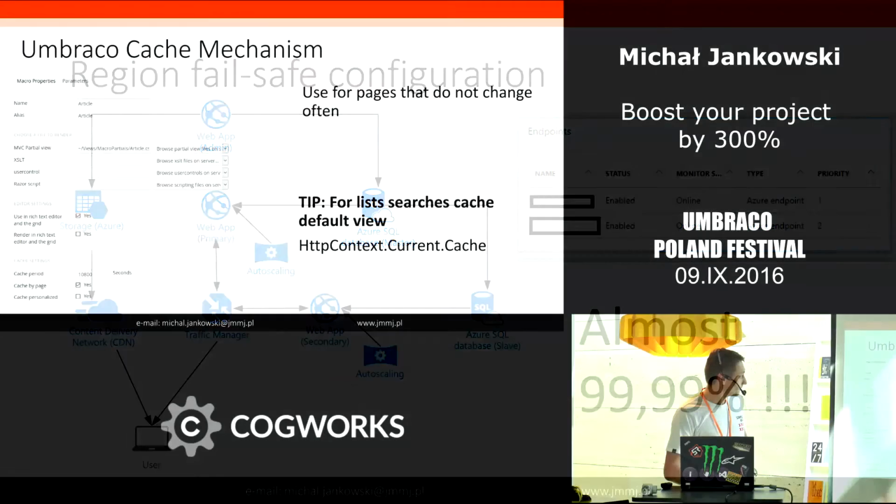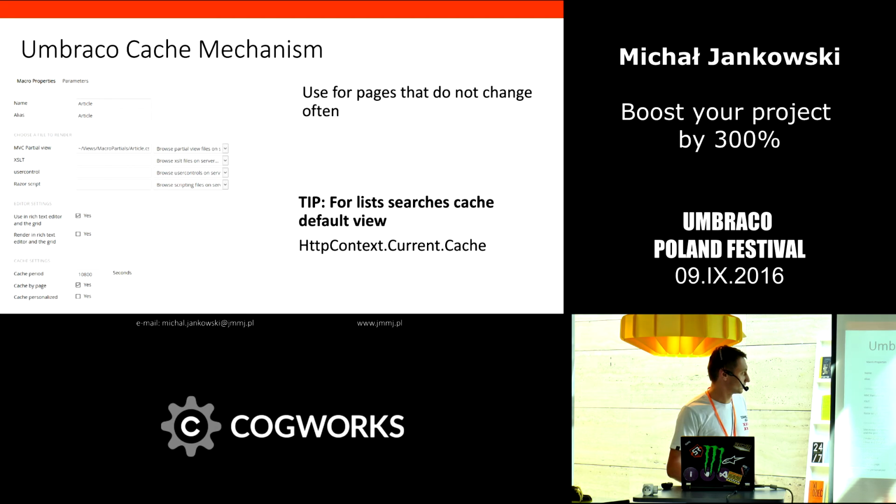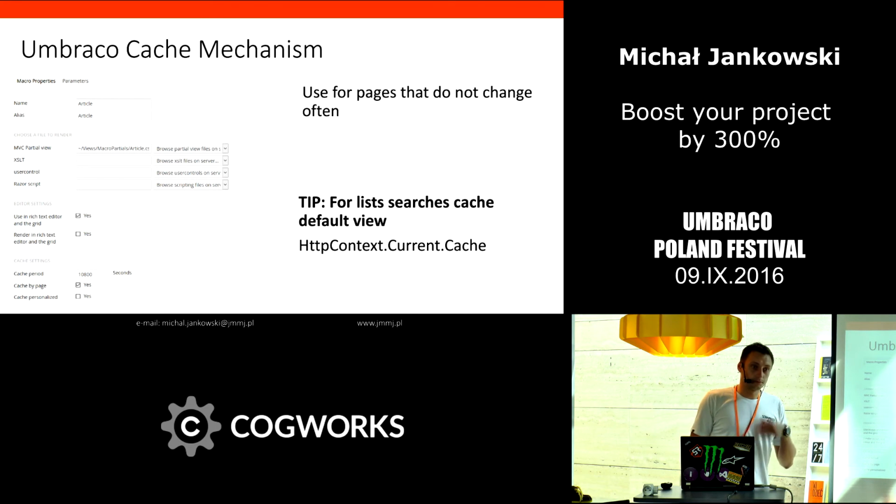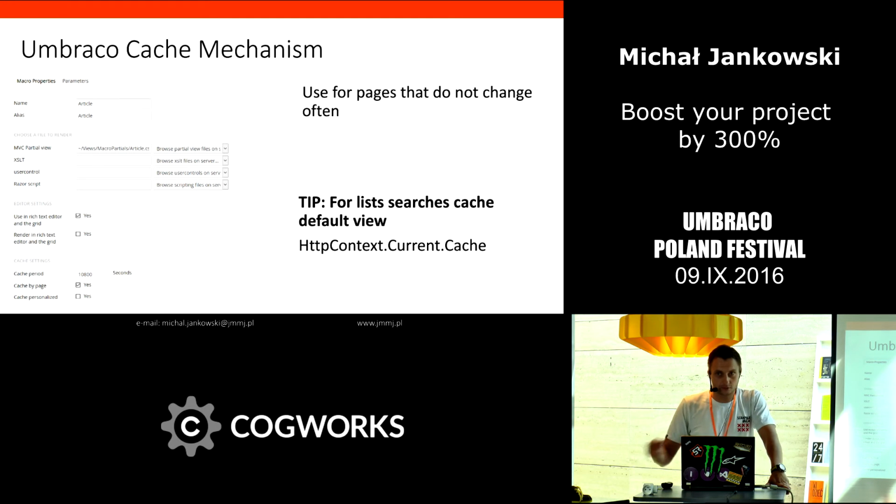All right, and there's another feature we can use to make it faster about Umbraco. It's just caching pages. When we want to make pages really fast, we could add a macro for each page which is not changed very often, and cache it eternally. So it will go straight from the cache.